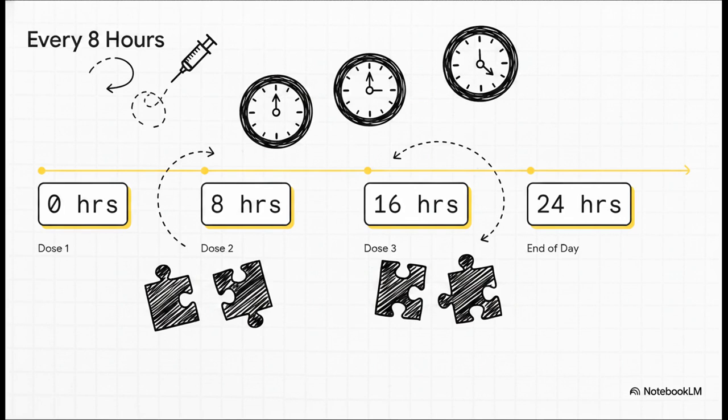Now, before we even touch the dimensional analysis setup, we have to translate the frequency of that order. The order says every 8 hours. Well, since there are 24 hours in a day, dividing 24 hours by 8 hours means this patient is receiving exactly 3 doses per day. This is a vital puzzle piece we literally have to generate ourselves before we can even start.